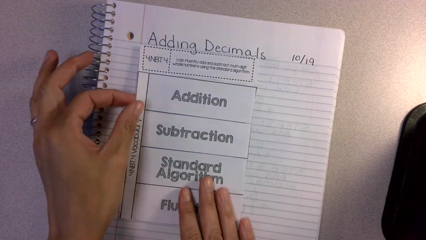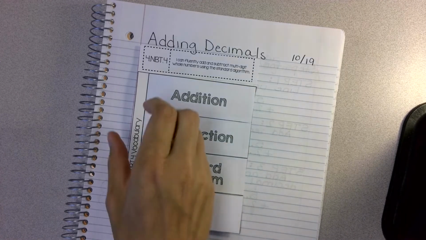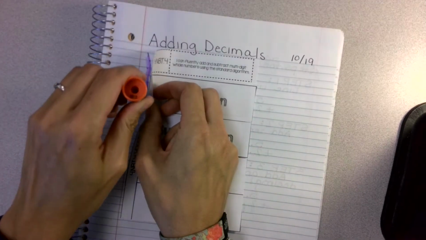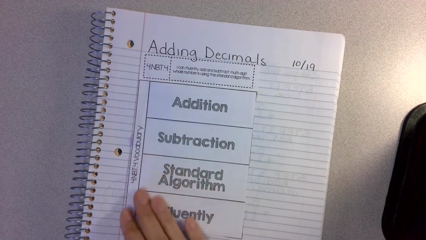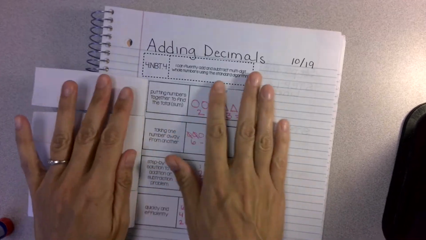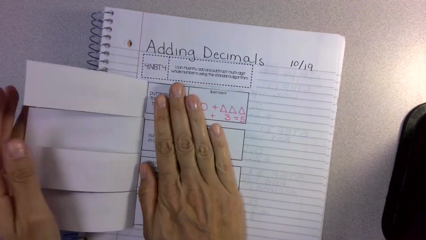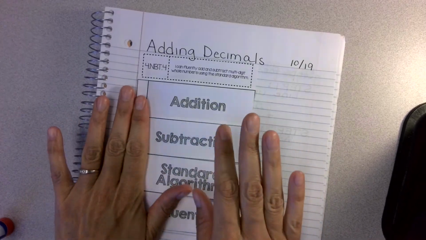Okay, in your notebook for today, you're going to write on the top of your notebook adding decimals and today's date. Then first, you need to cut out this bottom part. So the bottom part looks like this, and glue that down. And then you need to cut out the flaps and glue them down on top.